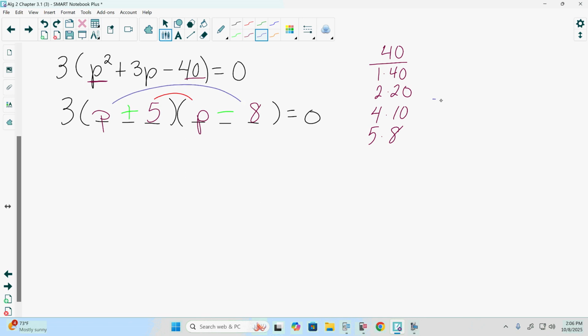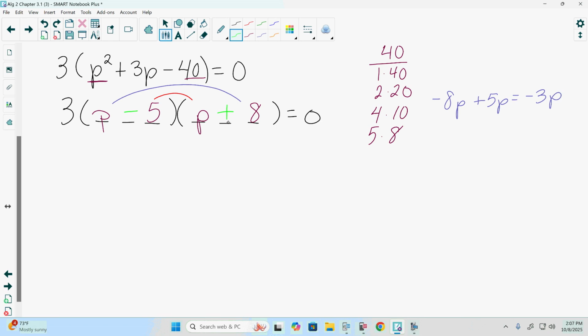P times negative 8 would be negative 8p. 5 times p would be positive 5p. So negative 8p plus 5p would be negative 3p. Did we get the correct middle term? I'd say yes and no. Yes, we got the correct number, but no, we got the wrong sign. So whenever I get the correct middle number but wrong sign, I just flip the signs.